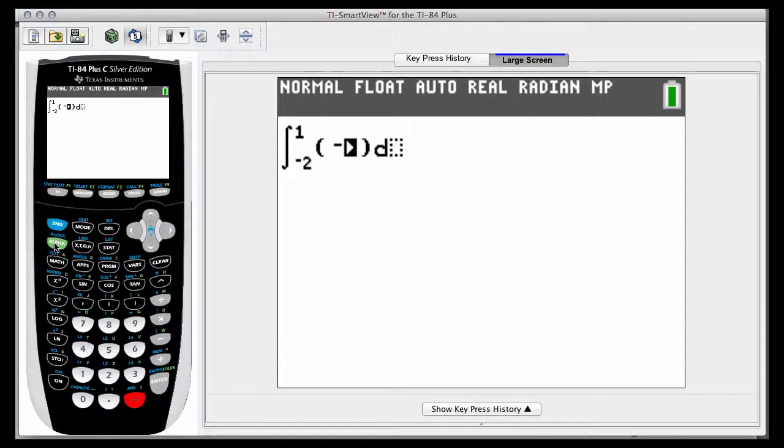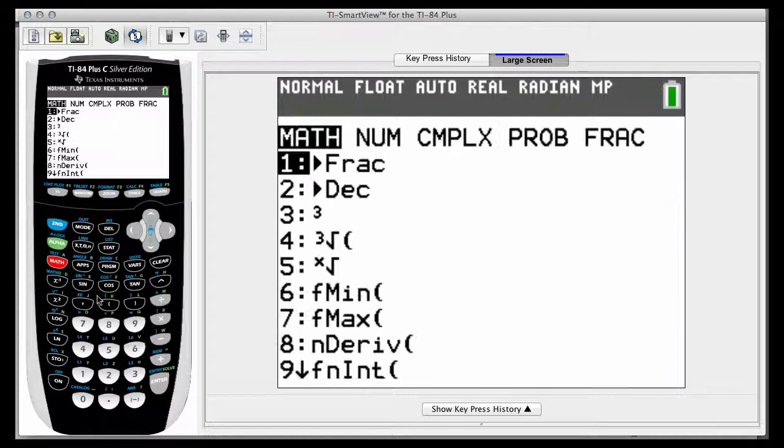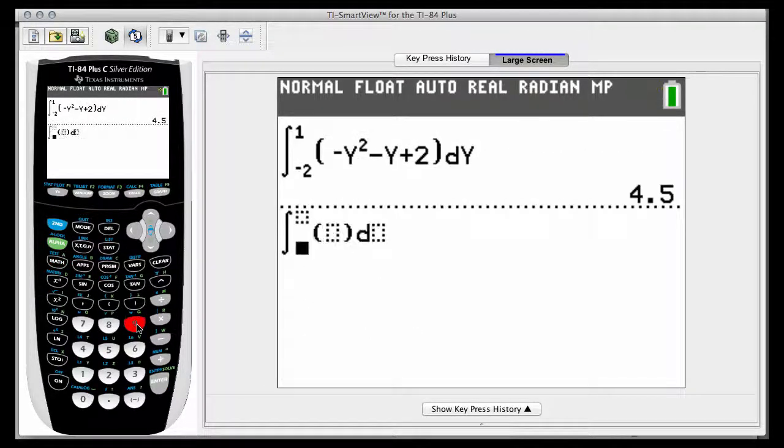So we need a negative y squared minus y plus 2, so it's going to be alpha and then the number 1. Now just remember it has to be a dy. So it looks like that. And you get 4.5. Now, your other alternative, you easily could have done this problem using your x's instead.